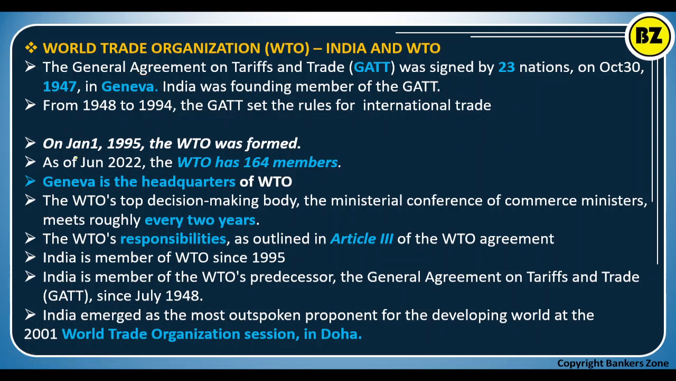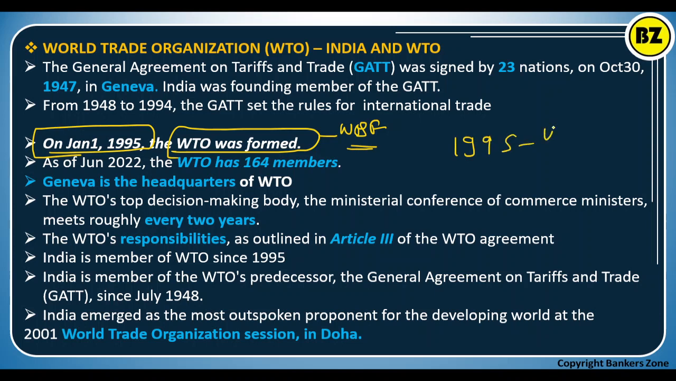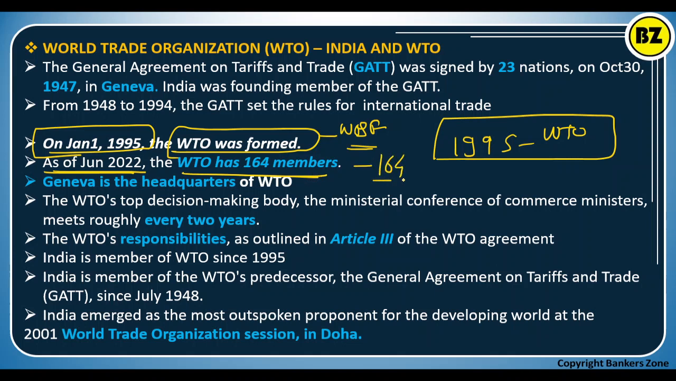Now see what happened on 1st January 1995: the World Trade Organization was formed. So remember, in 1995 WTO was formed. Apart from that, as of June 2022, WTO has 164 members. So what is the member strength of WTO? 164. Geneva is the headquarters of the WTO.